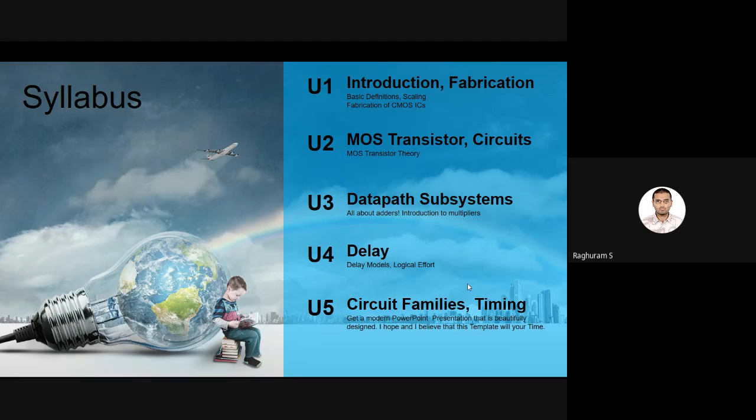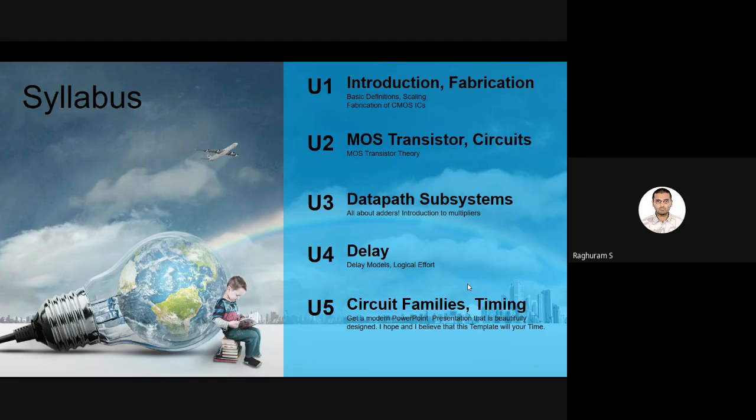In the second unit, we will mainly look into the transistor, one of the most important things. And of course, like I said, no BJT anymore. We are only going to focus on the MOS or metal oxide semiconductor transistor and the properties of the transistors like current, voltage transfer characteristics, and simple CMOS circuits using these transistors. We will see how to build them.